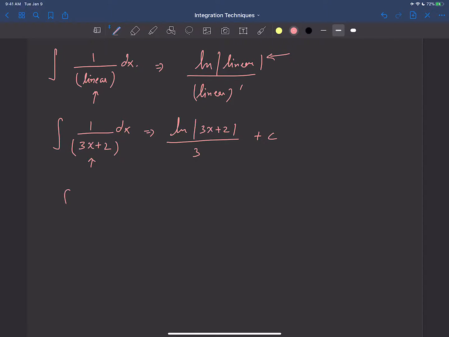That's this. What about the integral of 1 over 1 minus x? If you think about it, 1 minus x is also linear. So the integral of 1 over it is ln. You have to keep the linear as it is, divided by the derivative of 1 minus x, which happens to be -1. So this would be helpful in solving partial fractions quickly. So that's the first example that we covered.